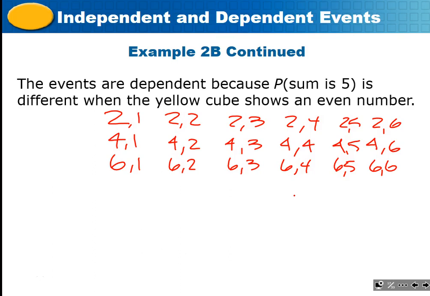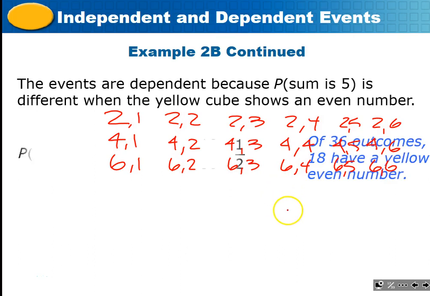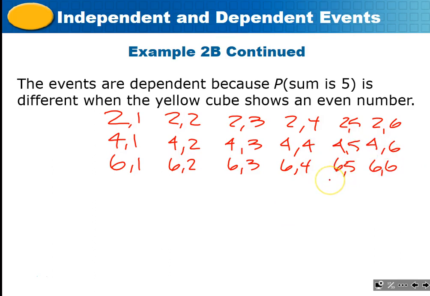And if you count these up, we got 3 rows, 6 columns, so that's 18. So that's going to be 18 over 36 outcomes. And let me write this down here so it's not so confusing. So this is going to be 18 over 36, which we all know reduces to 1/2.